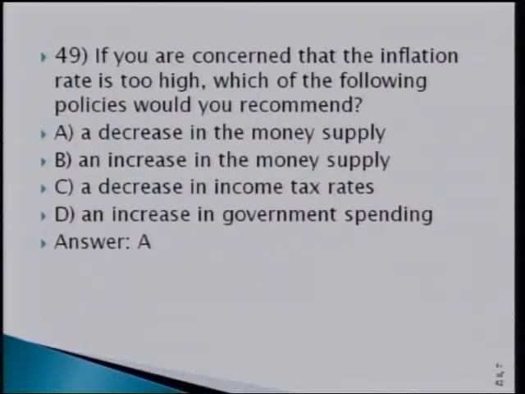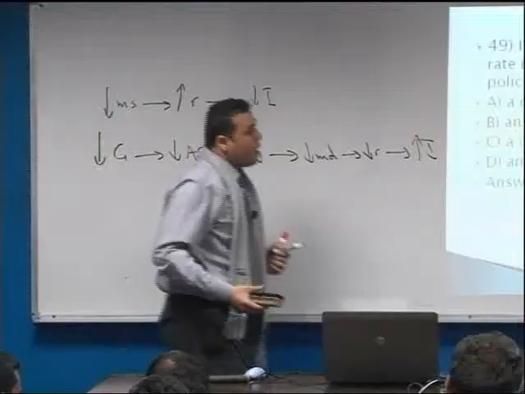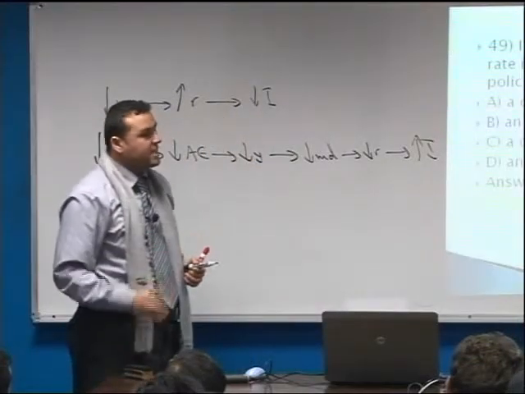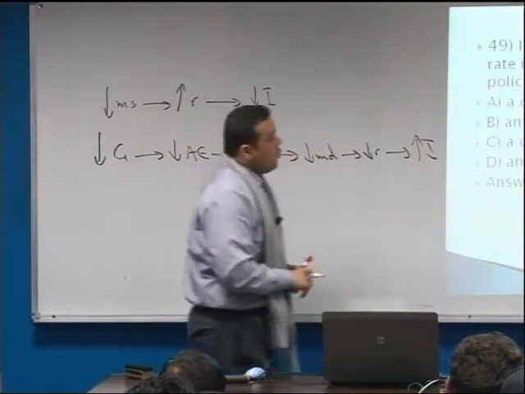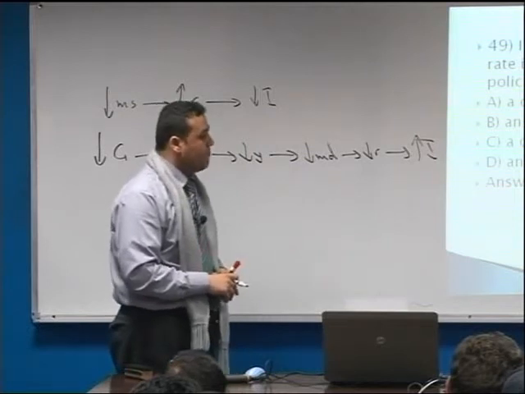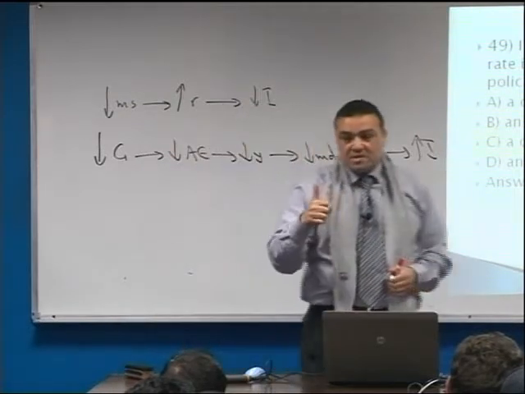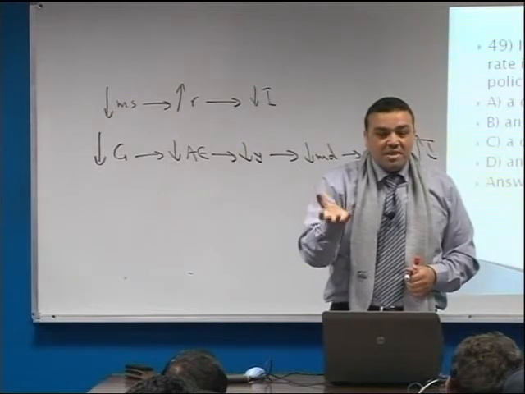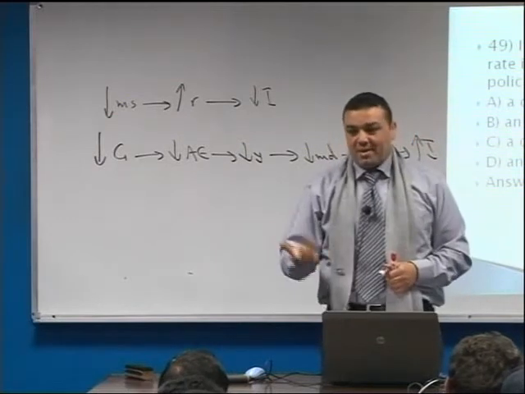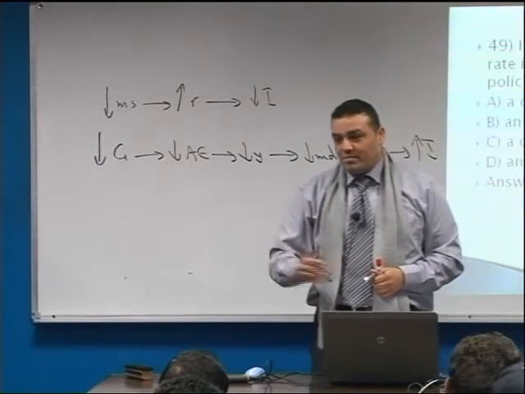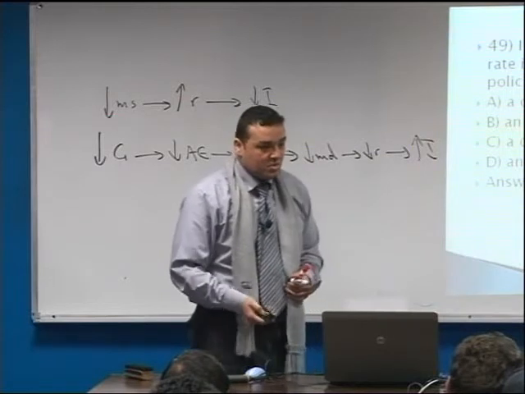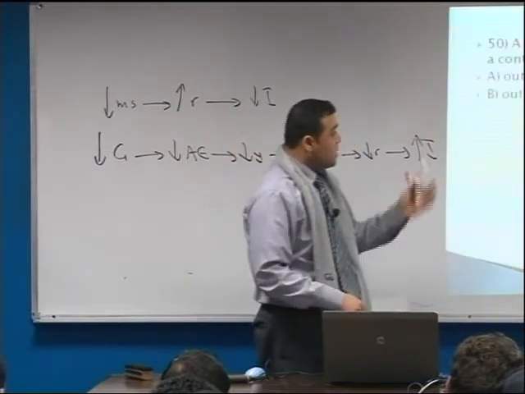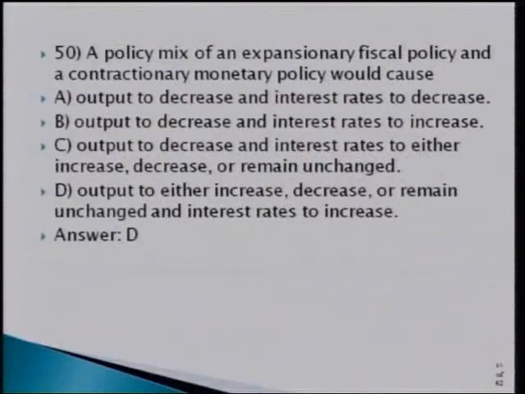Let's go to this example. If you are concerned that the inflation rate is too high, which of the following policies would be recommended? Of course, when inflation is high, the Federal Reserve System should decrease the money supply, because money loses its value in this case. So we advise the Federal Reserve System to use a contraction of monetary policy. Now, let's go to the policy mix.